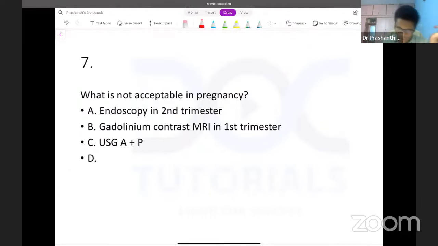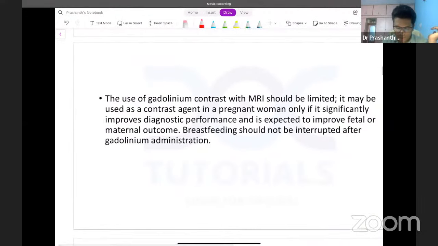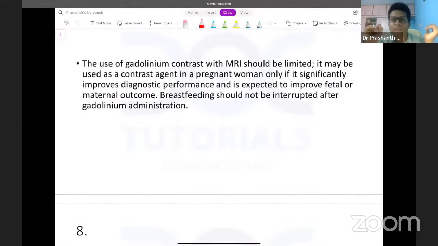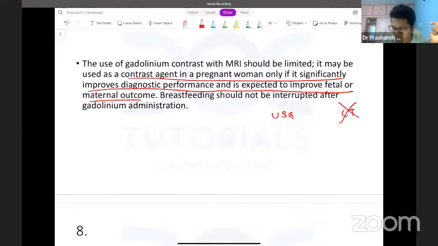What I can maximum tell you is to know a few important do's and don'ts. The use of gadolinium contrast with MRI should be limited. It may be used as a contrast agent in pregnant women only if it significantly improves the diagnostic performance and is expected to improve the fetal and maternal outcome. Now, breastfeeding should not be interrupted after gadolinium administration. The ultrasound is very safe. CT is absolutely no. MRI plus or minus based on the contrast that you use. This much you should know. And when it comes to procedures during pregnancy, generally it is guarded. In the second trimester and third trimester, you can safely do procedures if it warrants to be done.